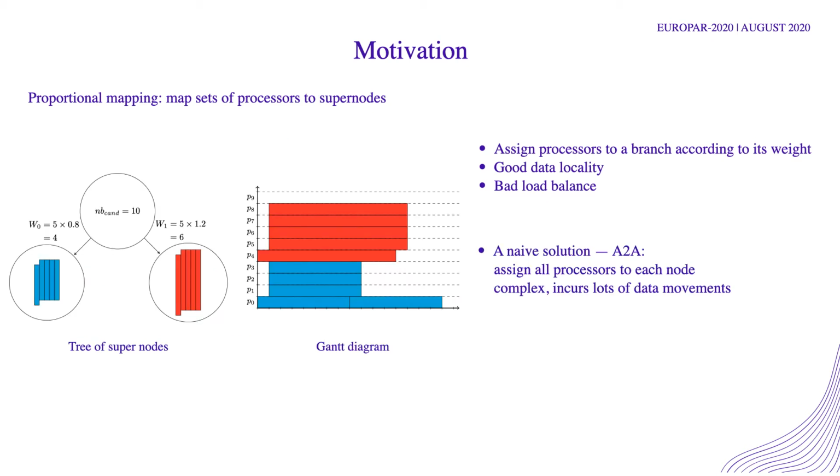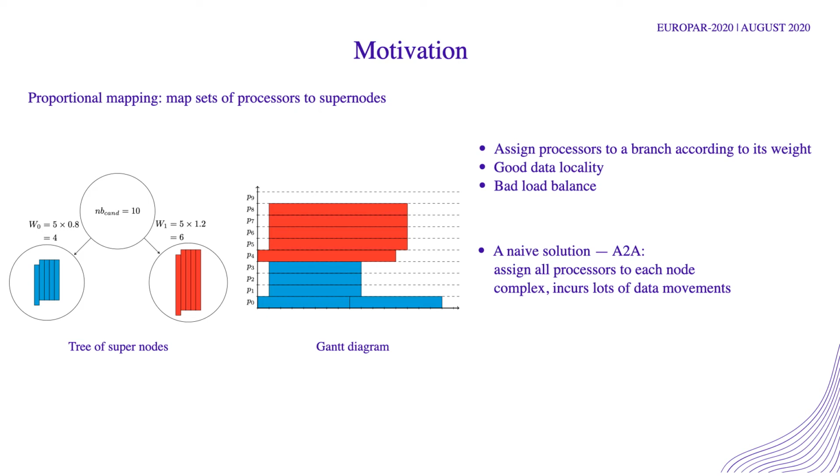Let's see an example. So we have 10 processors. We assign all of them onto the root. According to each branch's relative weight, proportional mapping maps 4 processors to the left branch and 6 processors to the right branch. The right branch only has 5 tasks, so processor P9 is idle. However, the left branch has 5 tasks. One of them can be assigned onto processor P9.